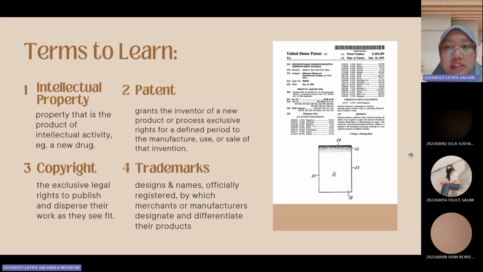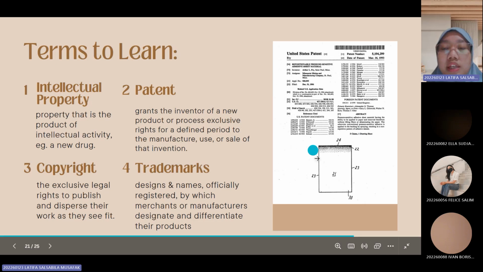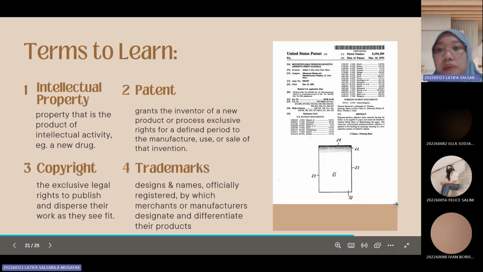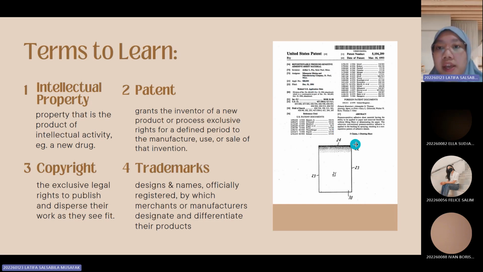Right, so next, here we have some terms to learn for the next part. First, we have intellectual property, or IP. It is property that is the product of intellectual activity, for example, a new drug made by a specific private company. Second one is patent, which grants the inventor of a new product or process exclusive rights for a defined period to the manufacture, use, or sale of that invention. An example I have here is a patent for the Post-it note. It was patented in 1993, and it's still used until now. The patent is held by this inventor called Arthur Fry.